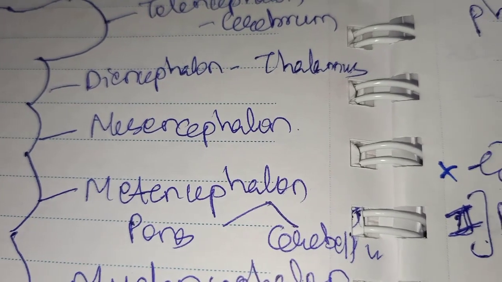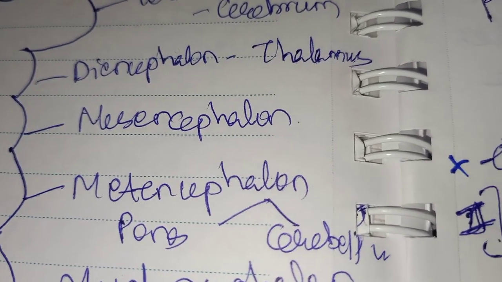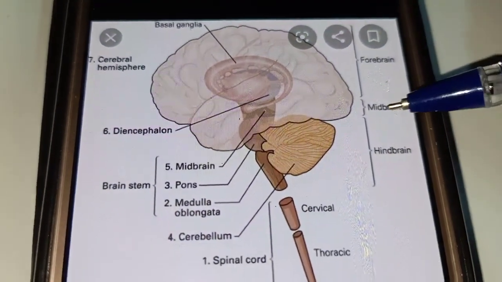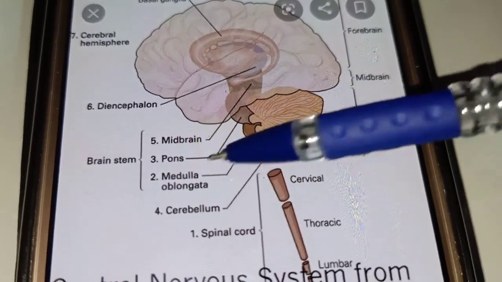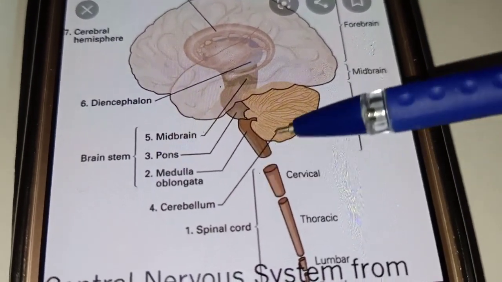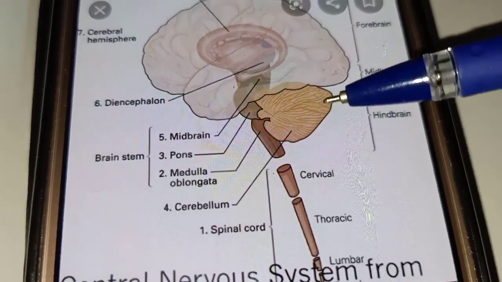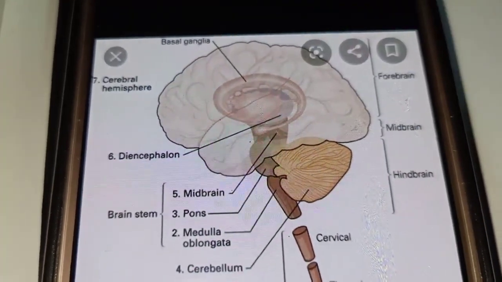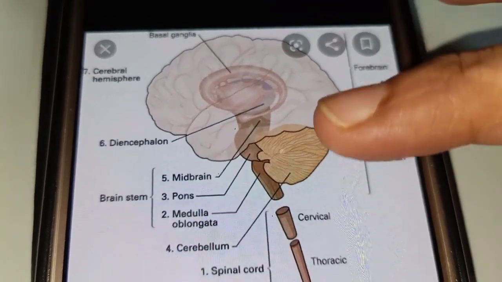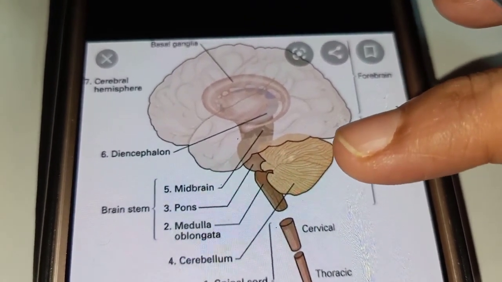So this was the introduction to the brain. This is the forebrain, the midbrain and the hindbrain. Hindbrain consists of pons, the cerebellum and the medulla oblongata. This is the midbrain. This is the forebrain. In my next video, I will talk in detail about the cerebrum.